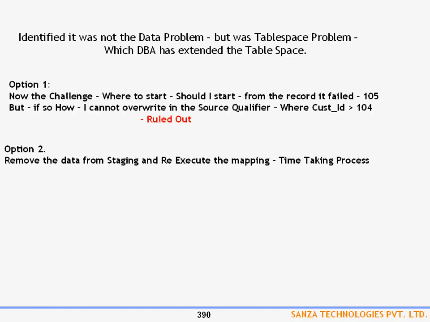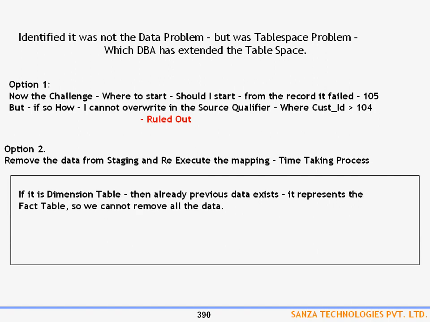Now, the second option: remove the data from the staging table completely, delete it, and re-execute the mapping. This is time consuming. Because assume there are 1 lakh records, and at 80,000 records the load has failed, which means about 79,999 records you have already loaded. Then you have to reload. If you delete the complete data in your target table and reload everything, it is time consuming.